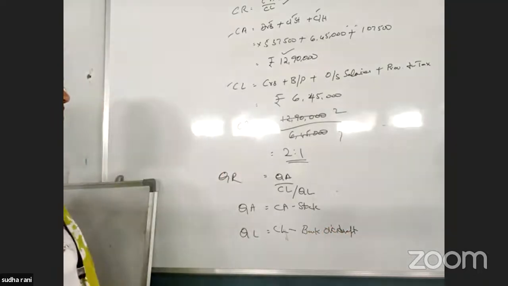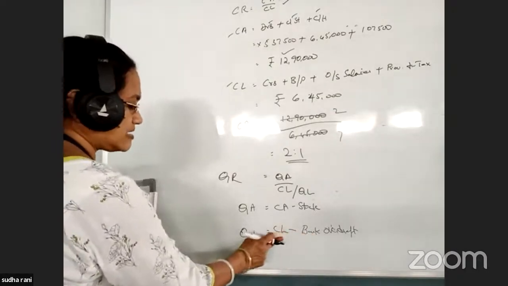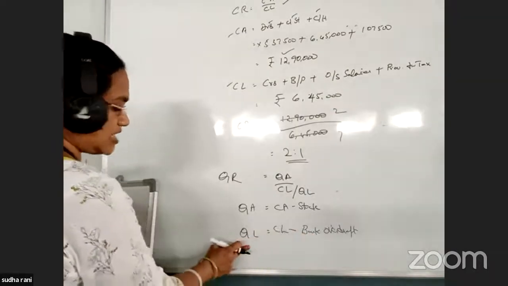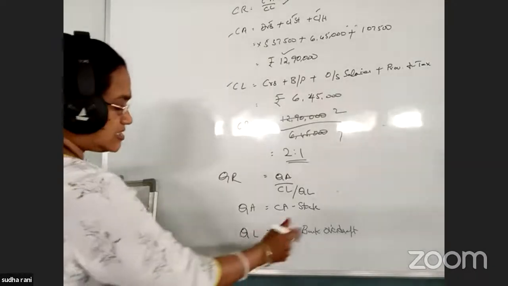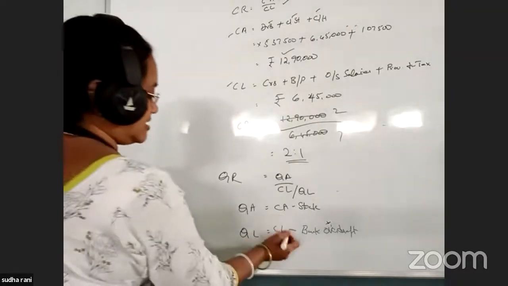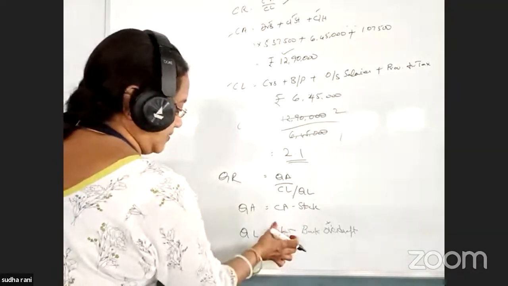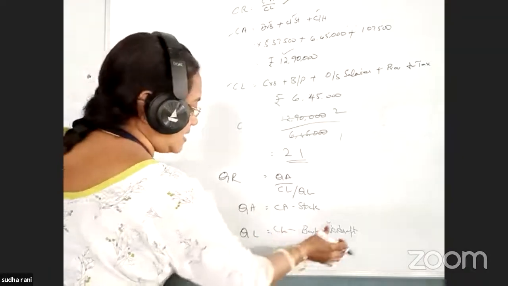If bank overdraft is there, you are supposed to subtract the bank overdraft from the current liabilities. Then you should take the quick liabilities. If no bank overdraft is given, in the absence of bank overdraft, you can take current liabilities directly to calculate the quick ratio. Okay.